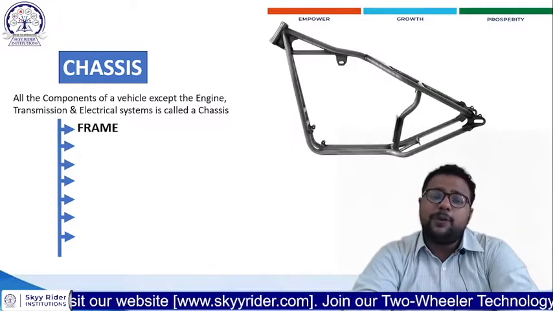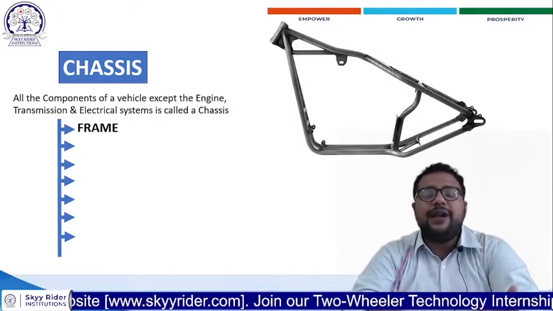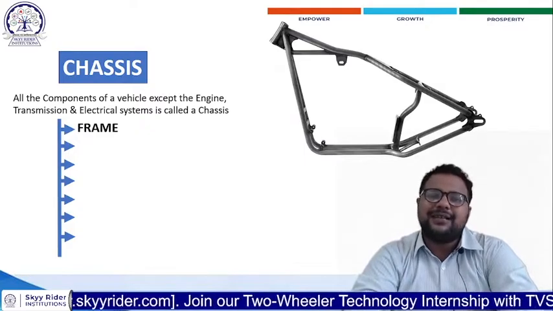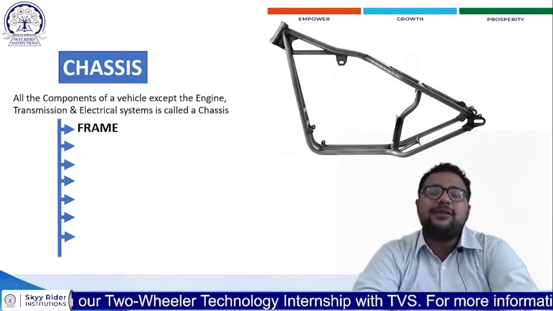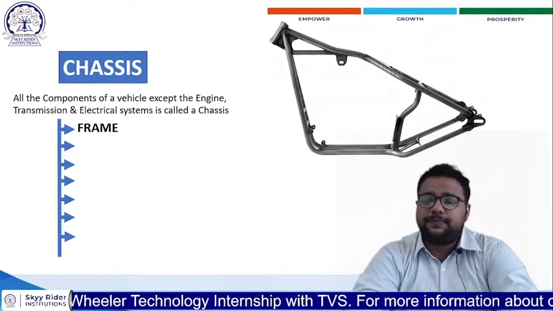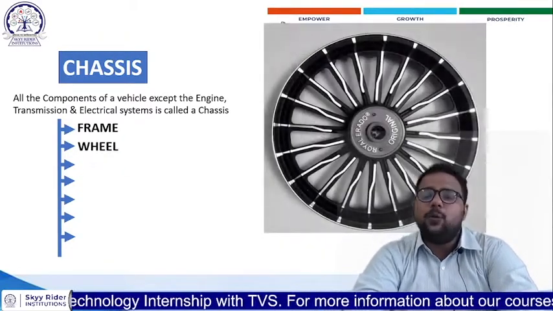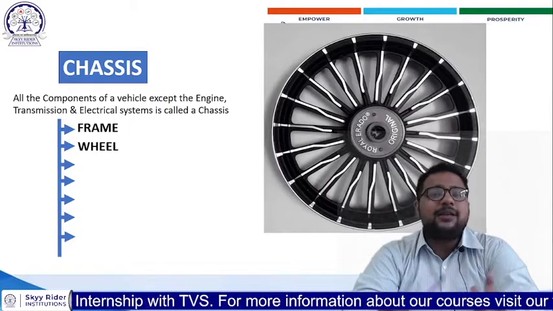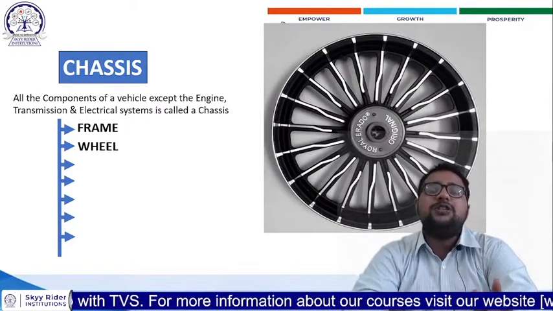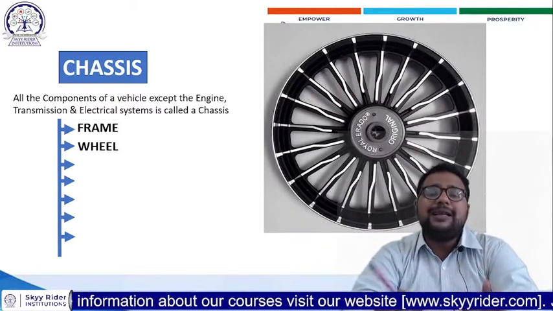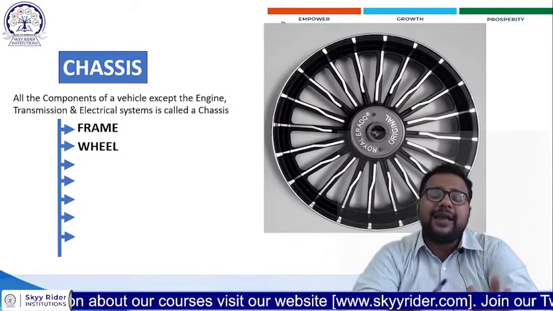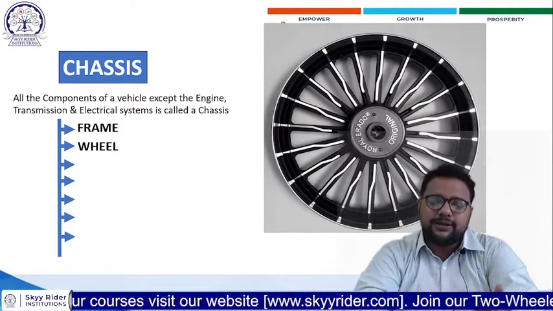The first component is the frame. The frame is a very integral part of the chassis system, as it is the metallic structure which provides the base to the motorcycle system. The next component is the wheel. The wheel is the component of the motorcycle on which all the load of the system is concentrated. So the wheel carries the full load of the vehicle or motorcycle system.